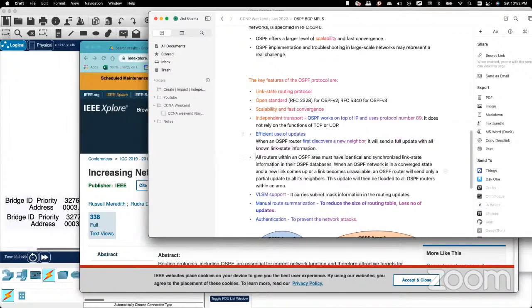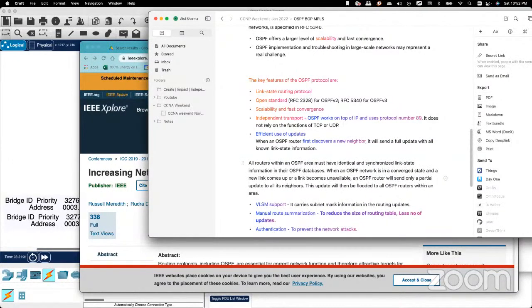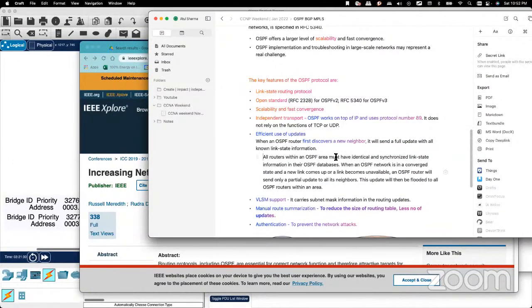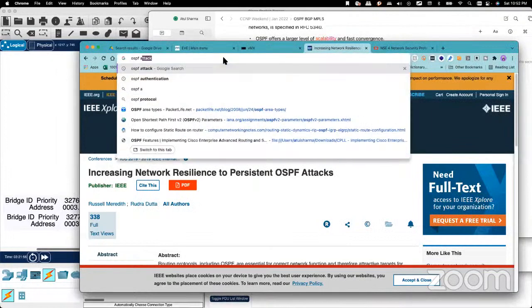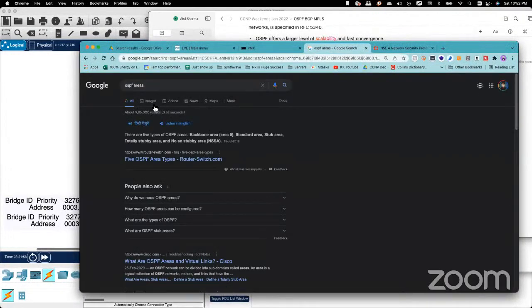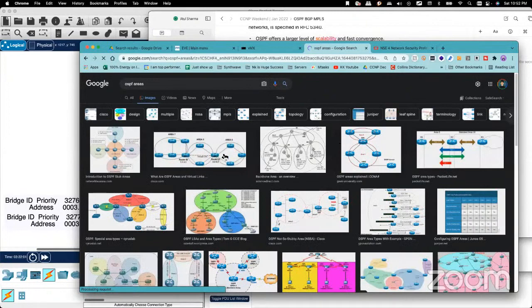And when we get the full update, all routers within an OSPF area have the same database. So if you have 10 routers in one area, all will have the same database table. If you are not able to understand this, don't worry, I will cover it. Just एक चीज imagine करो, but everyone knows OSPF has areas. OSPF के अंदर area होते हैं guys.